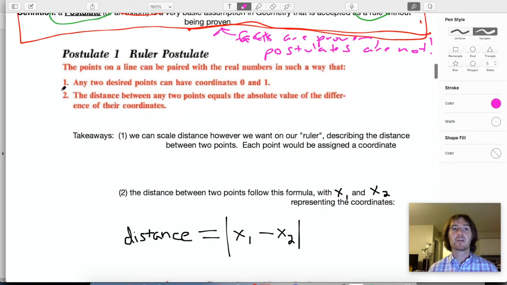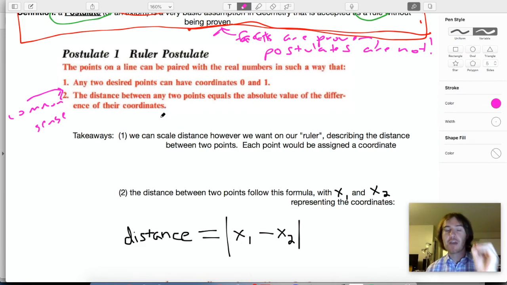I've actually already done this one as a common sense thing in the last one. We'll get to this later. I sort of cleaned it up for you here as the takeaways. In order to find the distance between 2 points, take the absolute value of the subtraction of their 2 coordinates, and you're golden. You've got the distance between those 2 points. The second thing for the ruler postulate is that any 2 desired points can have the coordinates 0 and 1.